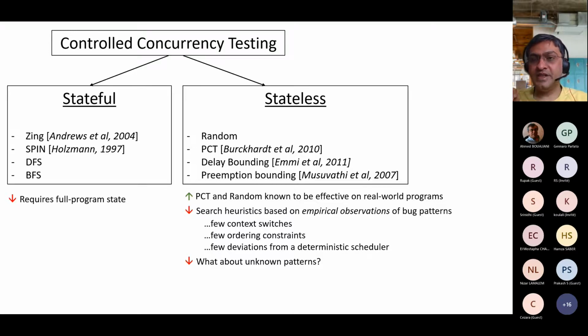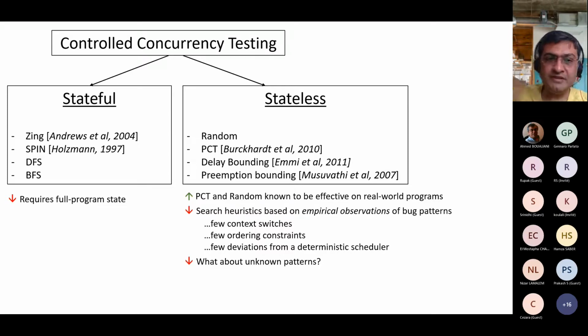So what do these stateless techniques do? They, in fact, know nothing about the state of a program. Instead, what they do is they just keep track of the sequence of actions that you have executed before, and they use those sequences of actions as a proxy for the particular state the program is in, right?